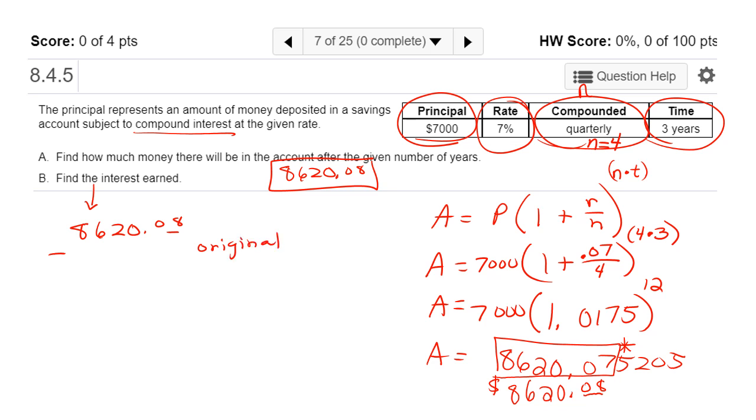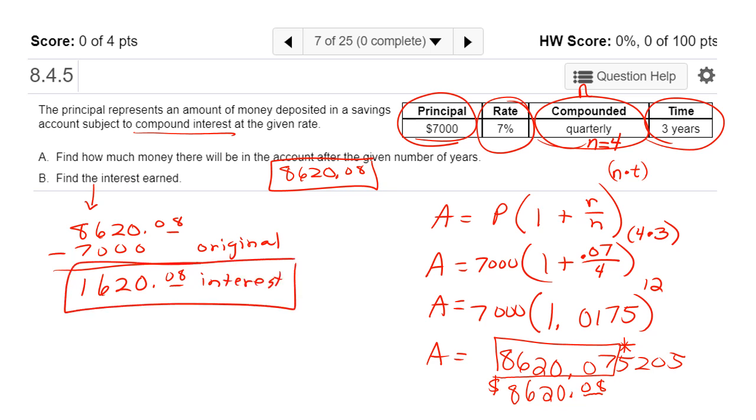Now the interest earned here would be the answer from question A minus the original amount that was borrowed, which was $7,000. So when you subtract, you get $1,620.08. That would be the interest, which is the answer to question B.